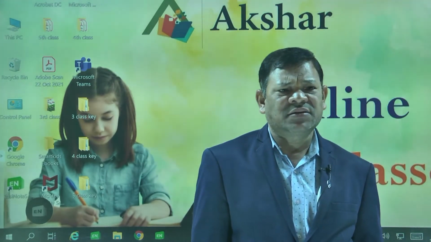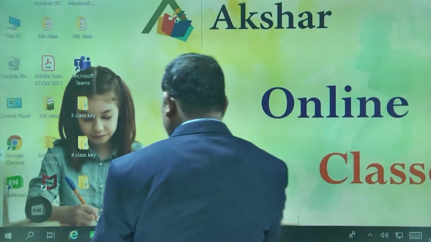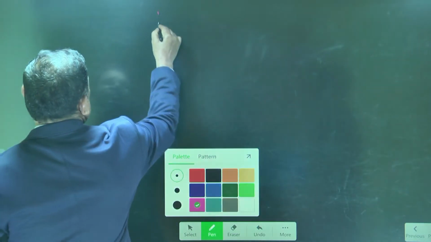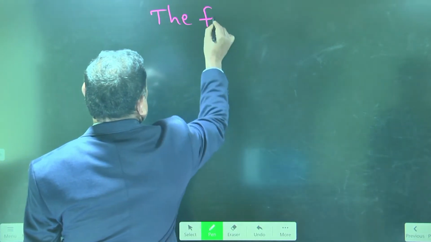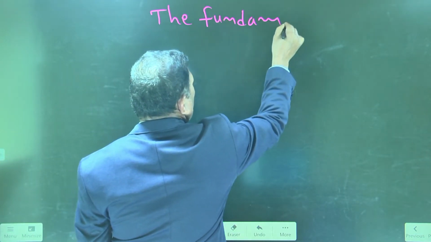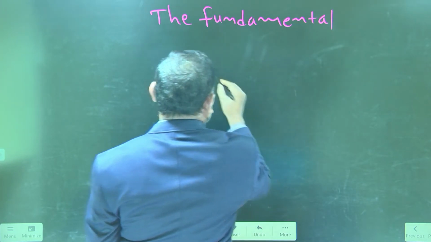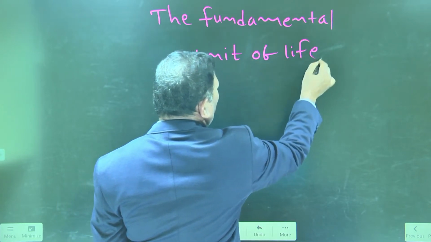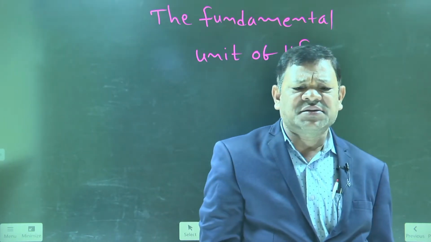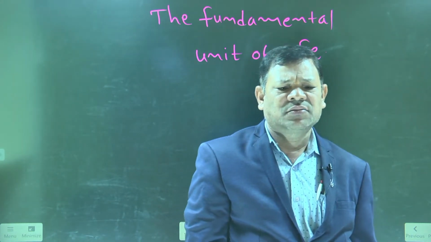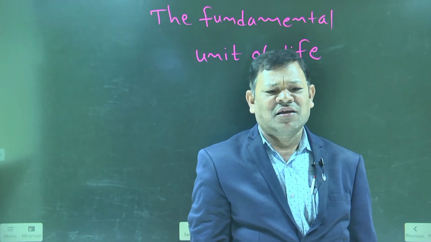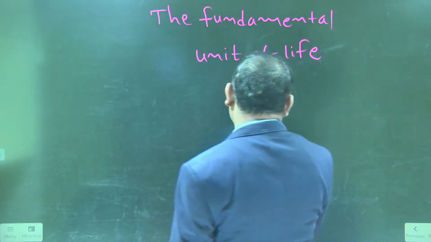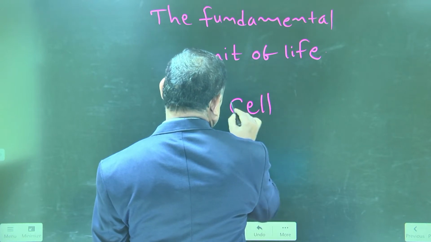Today we will discuss the fundamental unit of life. What is that? Fundamental unit of life. So here my question is, all the living organisms are made up of dash. All the living organisms are made up of cells.